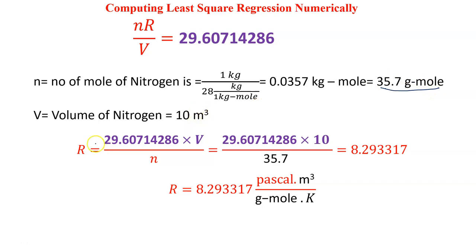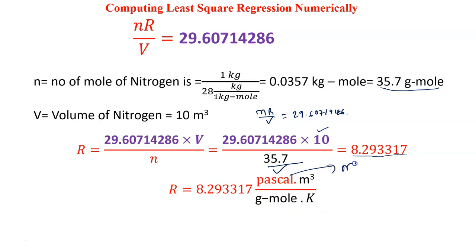Now the volume is given, so nR by V is equal to 29.607.14286, so R will be 29.60714.286 into V by n, where n is 35.7 and V is 10. If we calculate, I get the R value as 8.293317. Now if we check the unit, that R value will be 8.293317 Pascal meter cube per gram mole Kelvin.